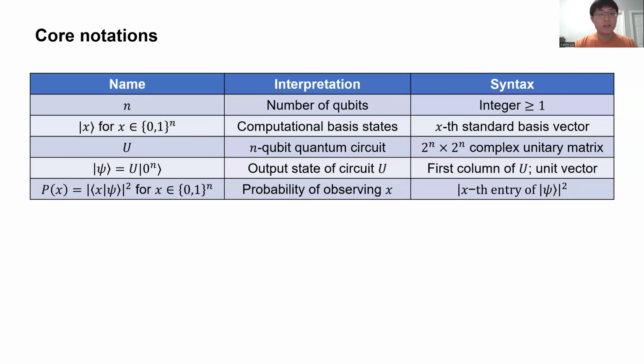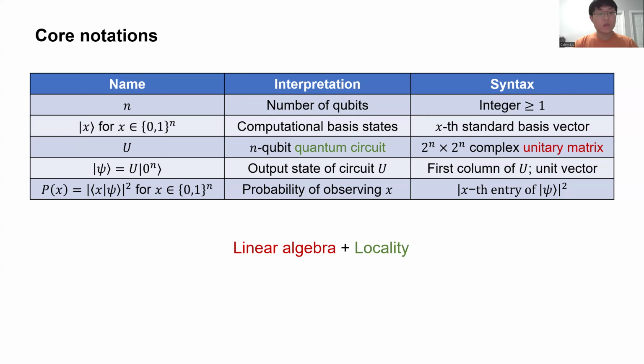And since psi is a unit vector, it induces a probability distribution P over the set of all n-bit strings, where the probability of observing an outcome x is given by the squared absolute value of the x entry of the vector psi. So far, syntactically, everything can be stated in terms of just linear algebra.